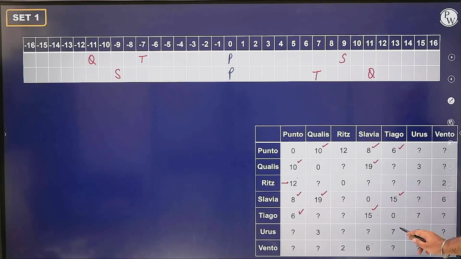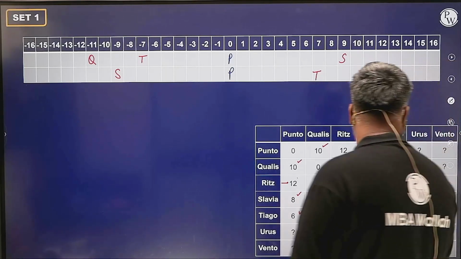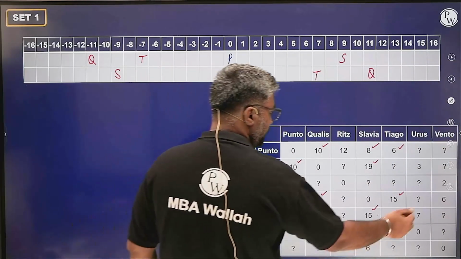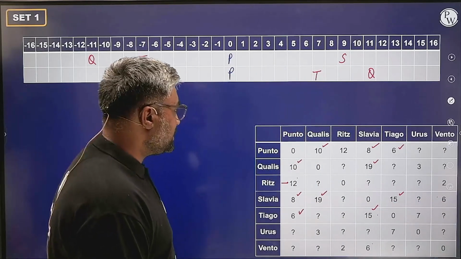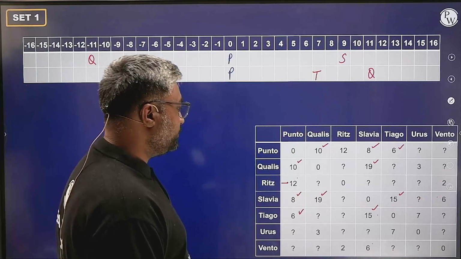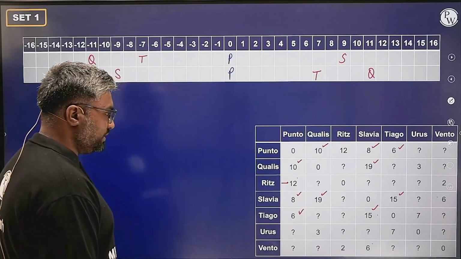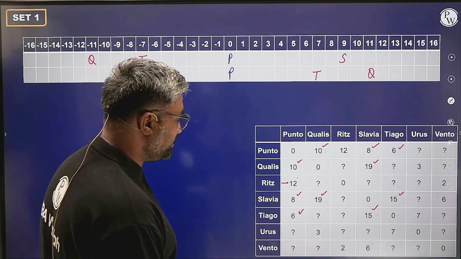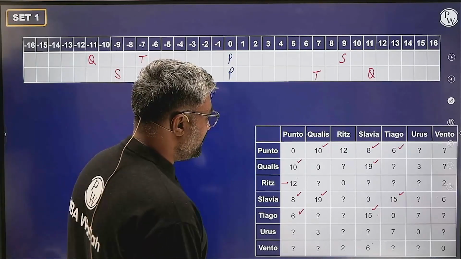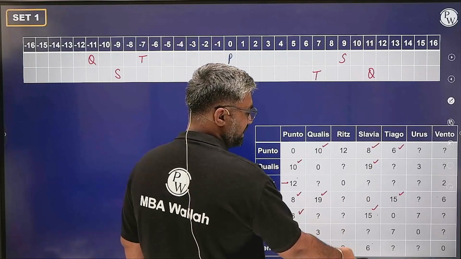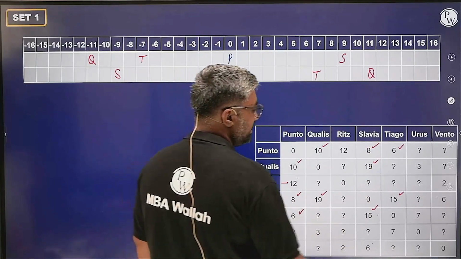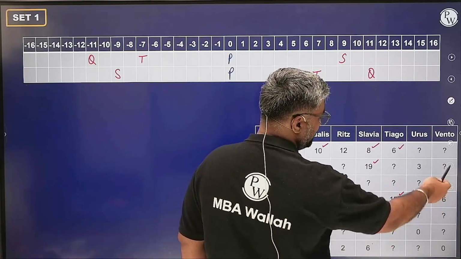We have Urus. We can either start with Urus or we can start with a Vento. Anything that makes sense for us. Okay, so I'm going to start with Vento. Yeah, you can also start with Urus. Urus also has 2 pieces of data. Vento also has 2 pieces of data. So anything that would make sense to you, you can start with. It's better if we have Slavia in mind, because again, we have something to compare it with, right? So let's keep Slavia and let's start with Vento.